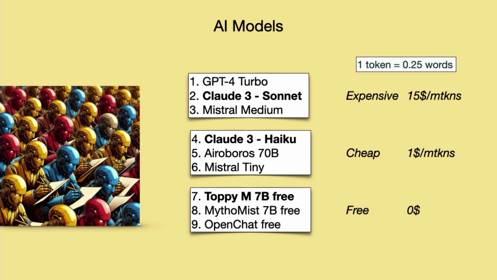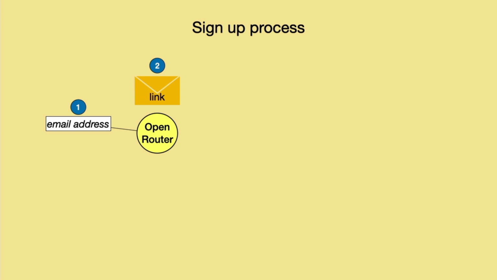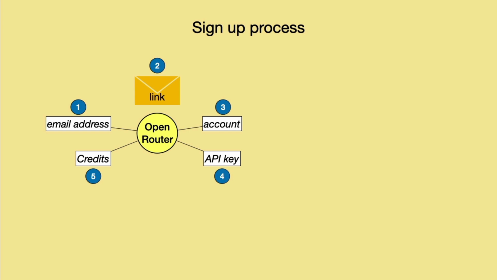Let's now look at the signup process. To sign up to OpenRouter, you need an email address. When you enter your email address, OpenRouter will send you a link to your email box. When you click on that link, you will get an OpenRouter account. Now you will be able to do 2 things. One is to generate an API key. The second is that you will be able to add credits to OpenRouter. You do not need to add any credits if you will only work with free AI models. But if you want to use non-free models like Sonnet and Haiku, then you will need credits. Start with $5, it will take you a long way.